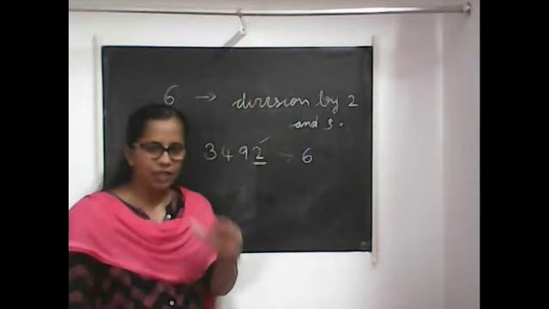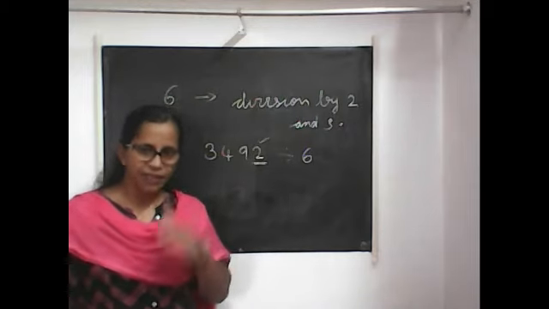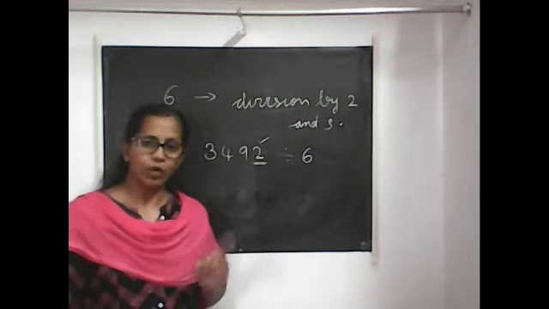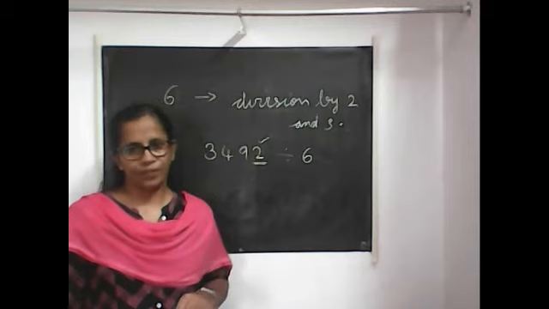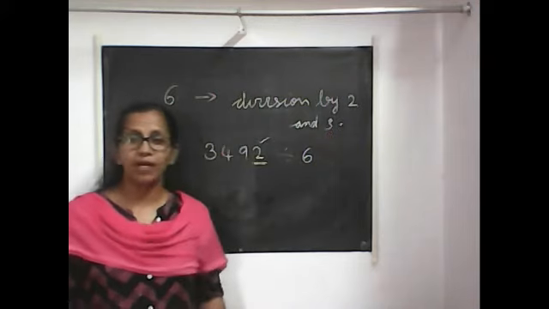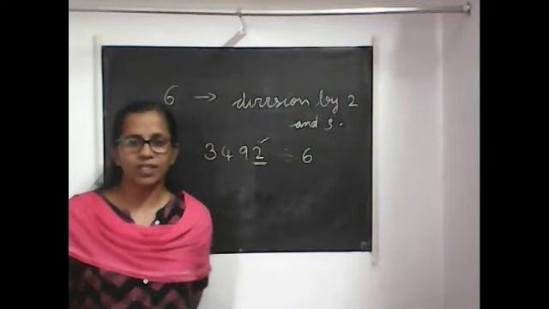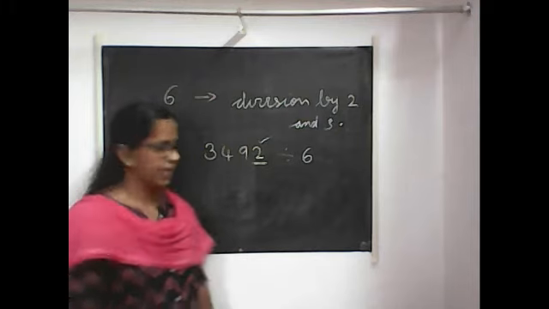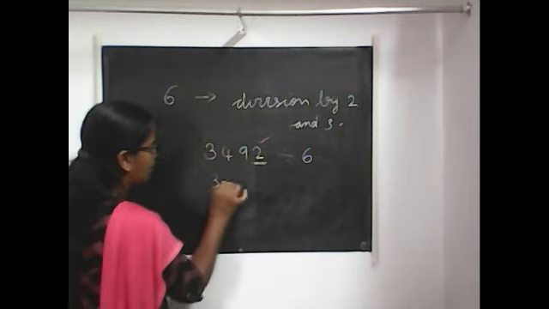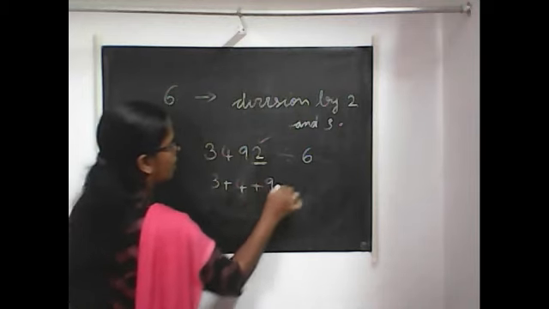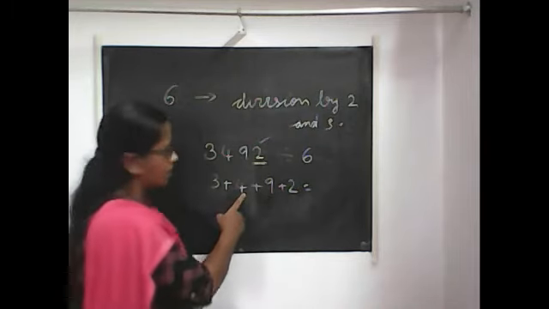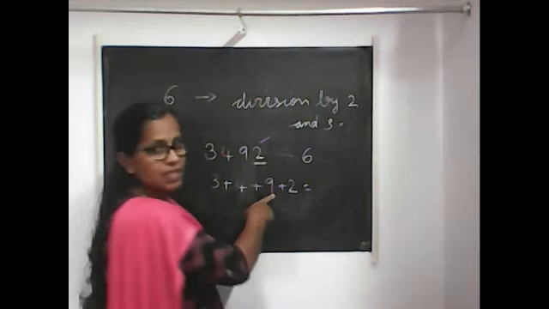If it is divisible by 2, you have to check whether it is also divisible by 3. So the first condition is over. It is divisible by 2. Next, you have to check whether it is divisible by 3. What is the rule for divisibility by 3? Yes, you have to add the digits of the number given. 3 plus 4 plus 9 plus 2. Add this. 3 plus 4 is 7. 7 plus 9 is 16.